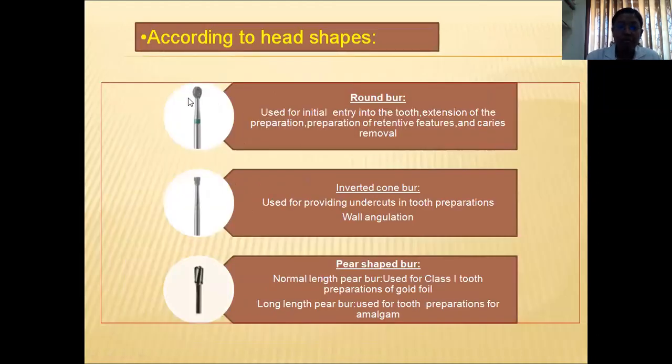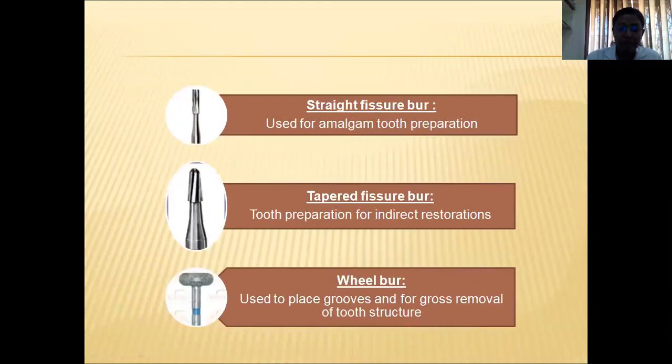Depending upon the shapes, we have the round burr, which is used to give a punch cut for the initial tooth preparation. The inverted cone burr is commonly used for class 1 and class 2 amalgam cavity preparations, so as to obtain the walls converging towards the opposite surface. A pear-shaped burr, wherein the walls of the burr are tapering towards the tip. A straight fissure burr, wherein the walls of the burr are parallel towards the tip.